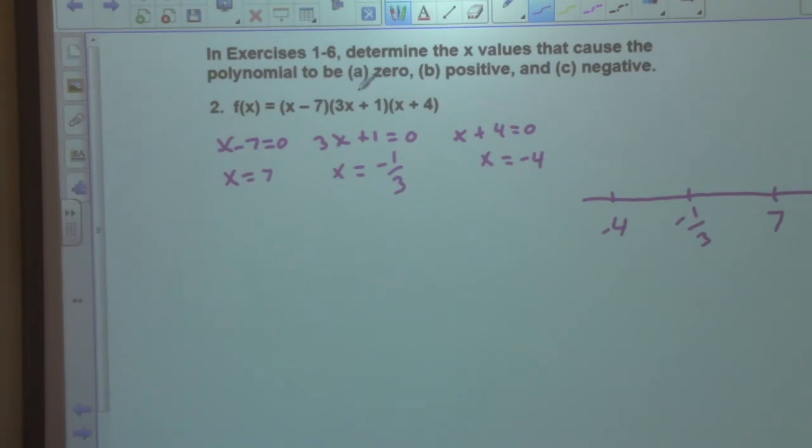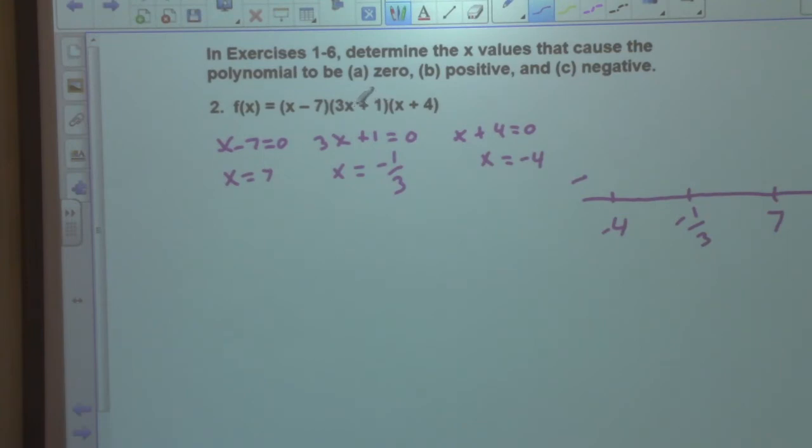negative times a negative times a negative. So what's that going to be? Negative. Three negatives times each other. A negative times a negative times a negative is what? Negative. Okay, between -4 and -1/3, what is that going to be? -2, right? So that'll be negative. Yeah, that'd be negative.